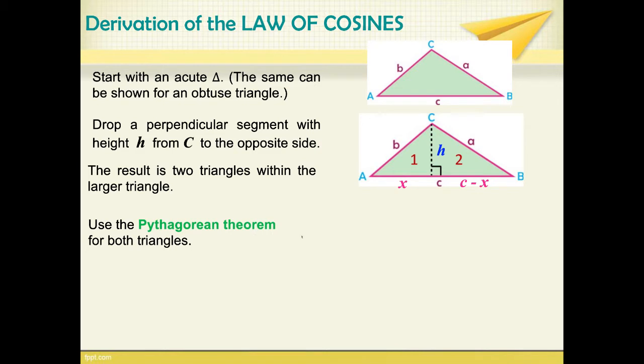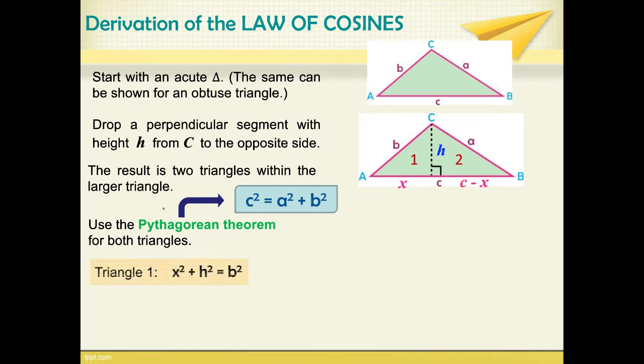Now, use the Pythagorean theorem for both triangles. Recall the Pythagorean theorem, which is c squared equals a squared plus b squared, where c is the hypotenuse or the longest side of the triangle. Now, for triangle 1, it will be x squared plus h squared equals b squared. Notice that for triangle 1 here, b is the hypotenuse. That's why we have this formula.